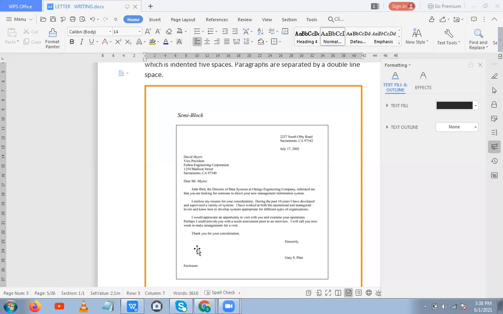Indented का मतलब होता है बीच में. The letter starts from the middle, toward the center. And the closing line is on the right side. See? This looks much better and this looks tidy. But overall, the block style is supposed to be the most commonly used style of letter writing.